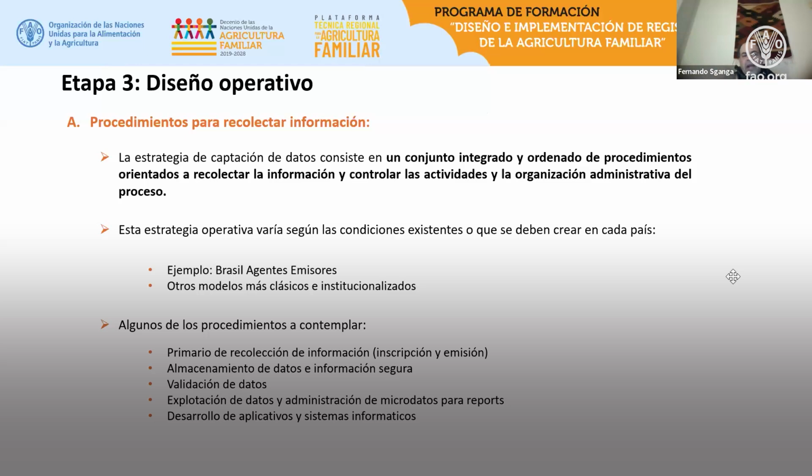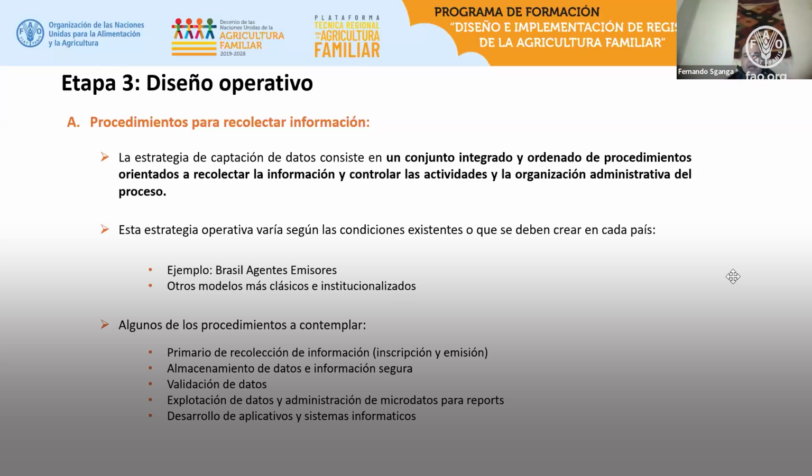This is, for example, an example from Brazil, with the issuing agents that could be private or public, and that require accreditation to be able to operate it. In Argentina, it had something that was quite similar. Maybe Fernando can actually enlighten us on that later. And in Uruguay and in Paraguay, this is only done by public, administrative workers. So this has to be based on the characteristics of each country.